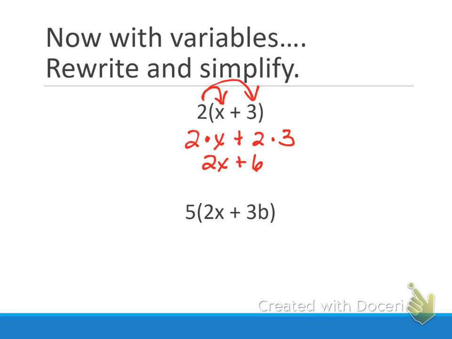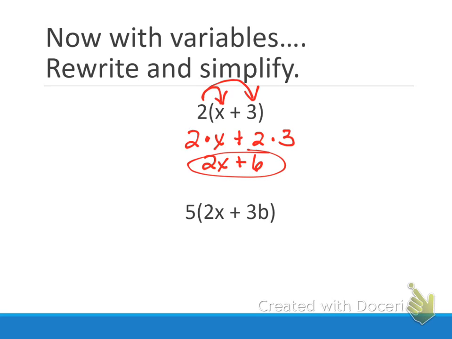6. Now, can we combine these two right here? No, right? They're not in the same family. We have the x family and the number family. We can't combine them, so that's our final answer. That's as simplified as we can make it. Okay?